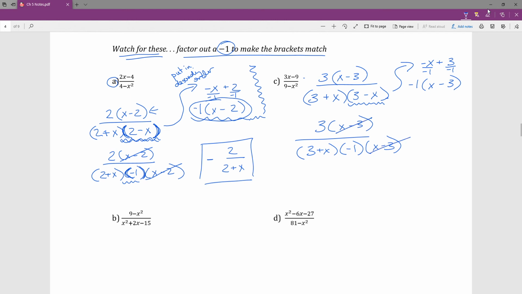Your final answer, you could put that negative anywhere. It could stay down below. It could go with the 3. It could go out in front. So I'm going to be hopefully the least confusing with it and write it out the front.